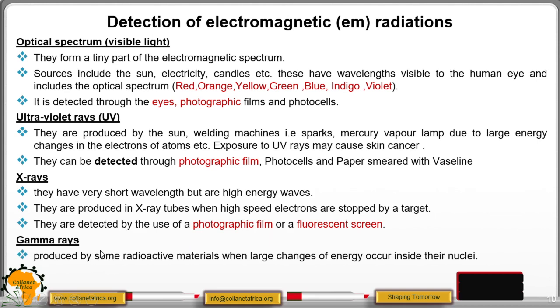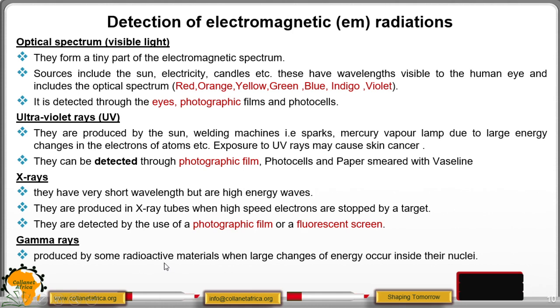Then we have gamma rays. They are produced by radioactive materials. Now, just to mention, radioactivity occurs when the number of neutrons and protons inside the nucleus of an atom are not equal. For example, sodium has 11 protons, 11 neutrons, and 11 electrons. But you may find that in some cases those numbers are not equal.